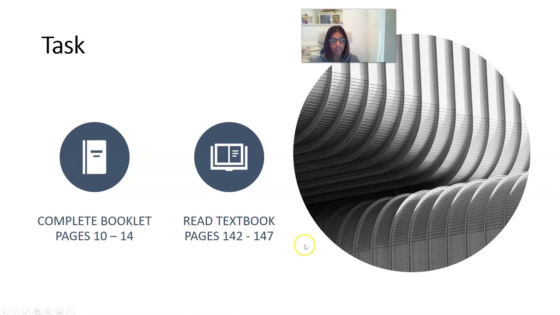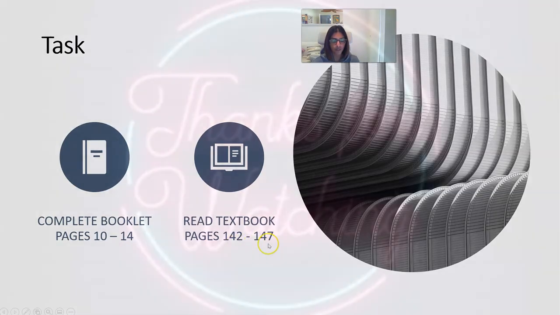Okay, by the end of this lesson, you should have completed pages 10 to 14 of your class booklet, and you should have read pages 142 to 147.